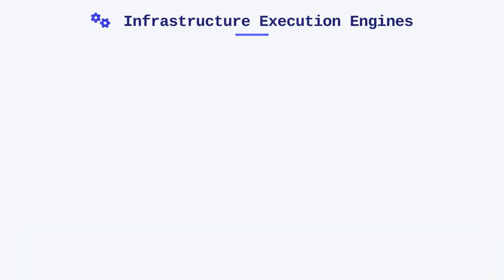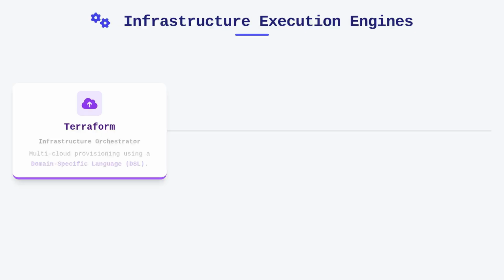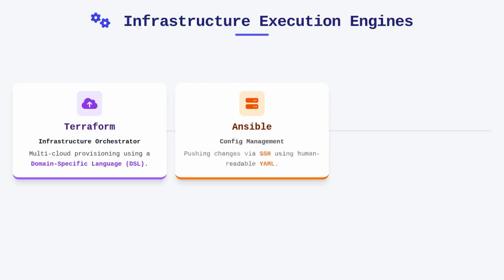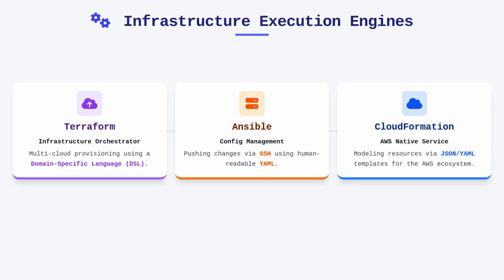To implement this vision, you must familiarize yourself with the prominent tools that act as the execution engines for your infrastructure definitions. Terraform is perhaps the most widely recognized tool in the space, functioning as an infrastructure orchestrator that uses its own domain-specific language to provision resources across various cloud providers simultaneously. Ansible, by contrast, focuses heavily on configuration management and application deployment, leveraging human-readable YAML files to push changes to existing servers via SSH. Meanwhile, CloudFormation serves as the native infrastructure management service for the AWS ecosystem, using JSON or YAML templates to model and deploy collections of related resources.